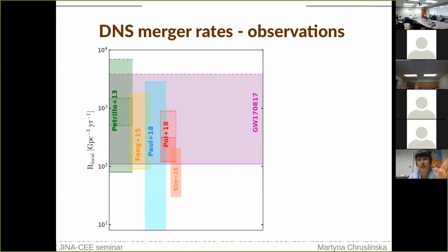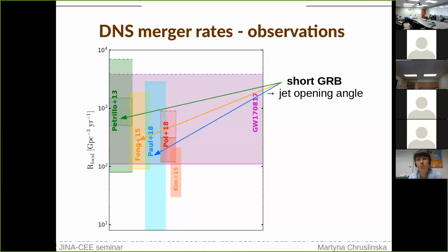And here you can see a selection of limits based on different probes on observations. There is a merger rate density on the vertical axis. And you can see that even a single estimate can give a range that can span more than an order of magnitude. So the three leftmost bins, the green one, yellow, and the blue one, are limits based on short gamma ray burst observations.